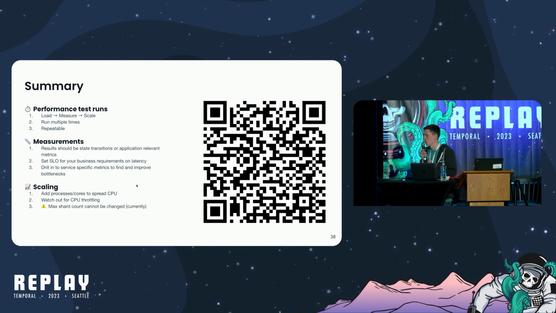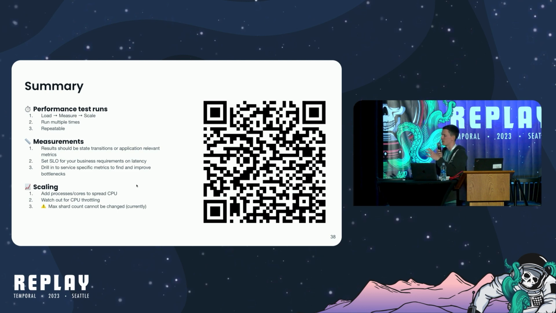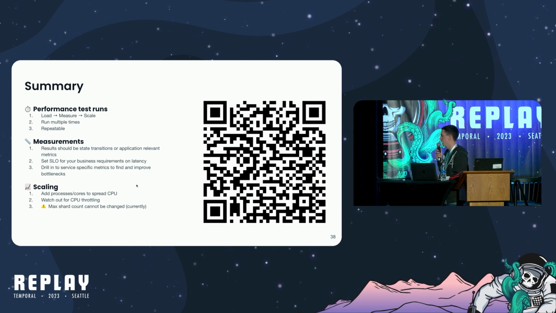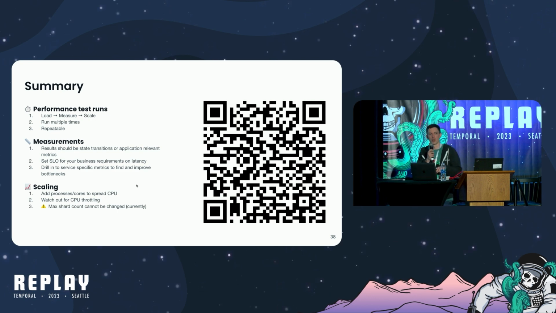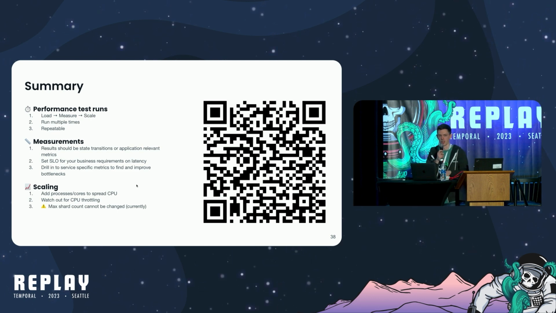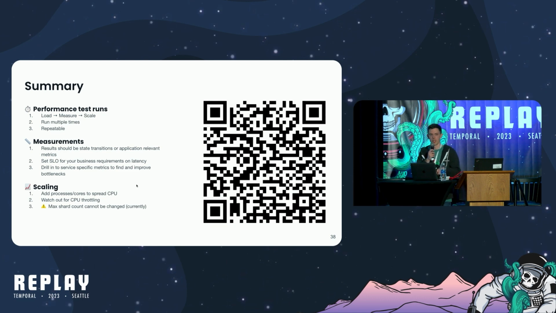Scaling: add processes or cores to spread the work across CPU. We're a CPU-heavy platform with the exception of history, which uses a lot of memory. Watch out for CPU throttling, and again, you cannot currently change the shard count on a cluster. Once you've built it, that's your shard count. It may be a bottleneck later, so be careful with it.